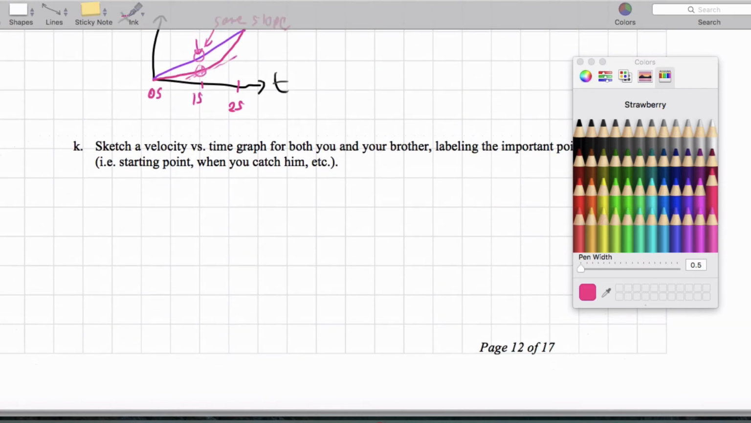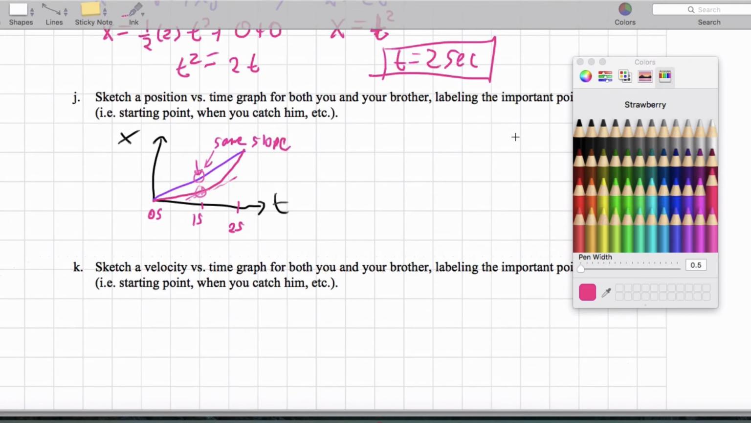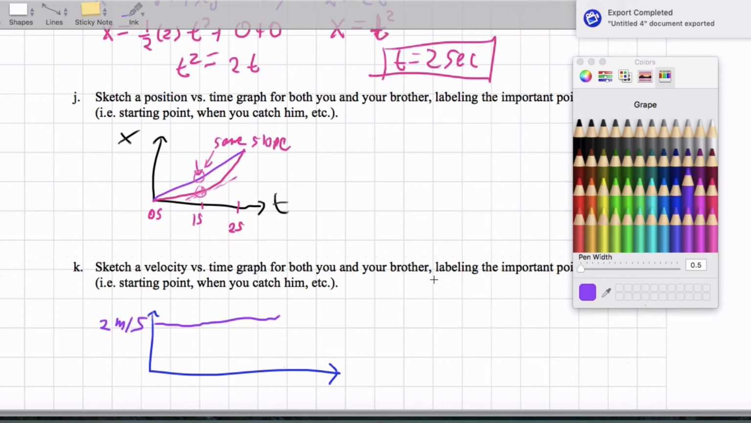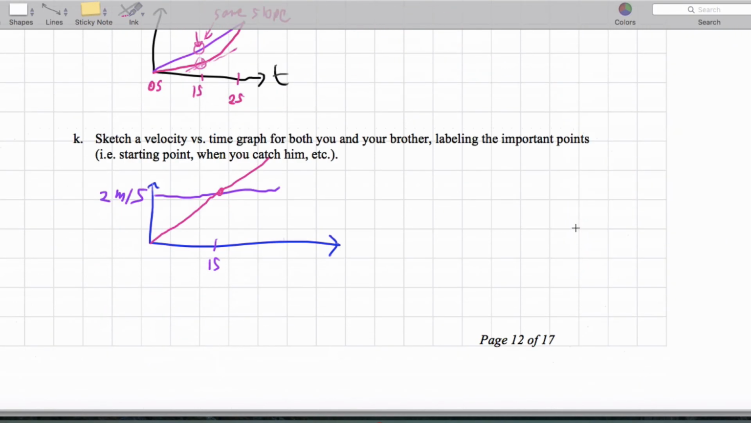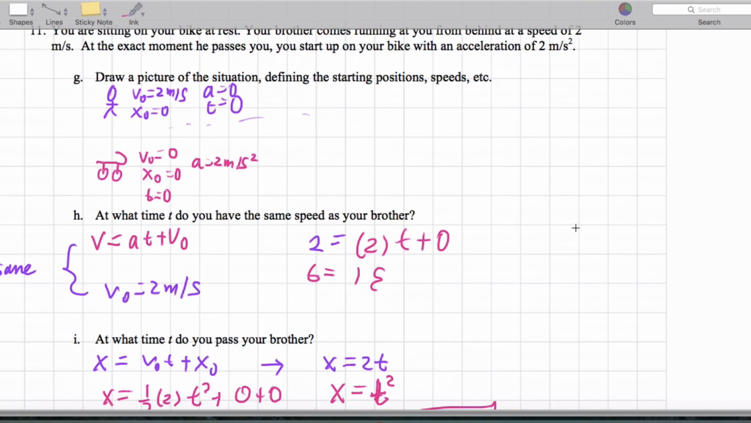All right, and then the velocity versus time graph, let's actually sketch that. For the brother, it's just going to be a flat 2 meters per second. And then we're going to notice that they actually intersect at 1 second. When I draw my graph, I should have the velocity versus time for me intersect at 1 second, just like we calculated. And that is question number 11.